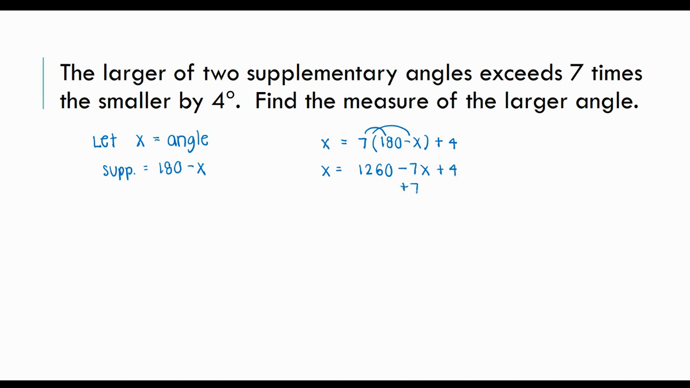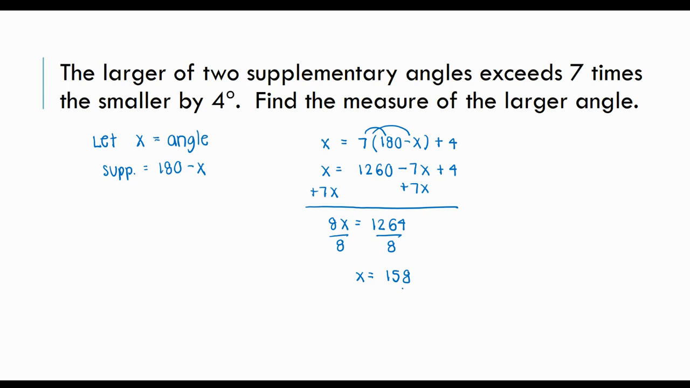So I'm going to add the 7x over to the other side. That gives us 8x. When I combine like terms on the right, that gives me 1,264. I'll divide by 8. So 1,264 divided by 8 is going to give us 158. All right, so it's asking to find the measure of the larger angle.